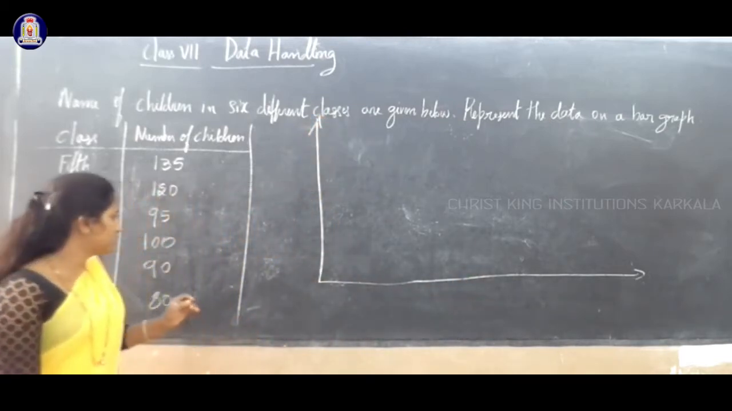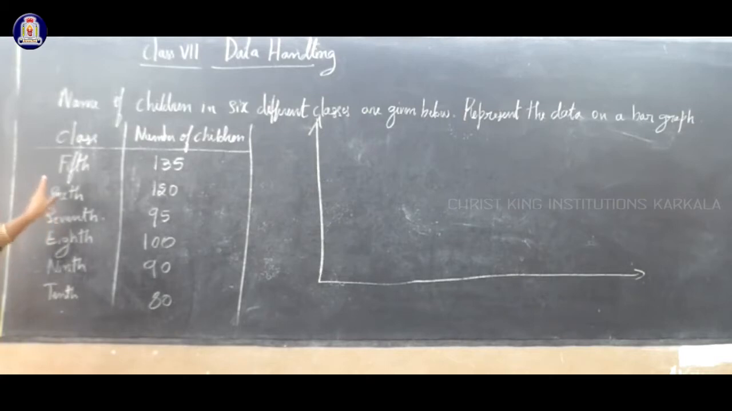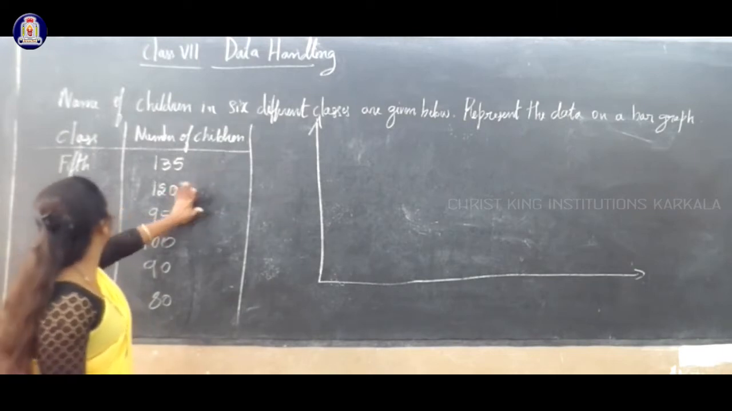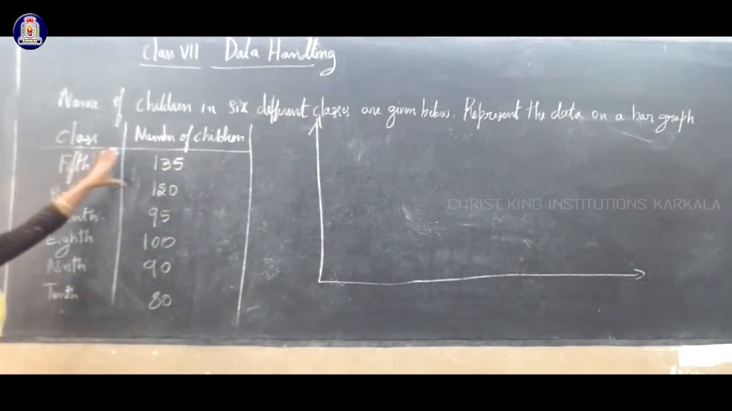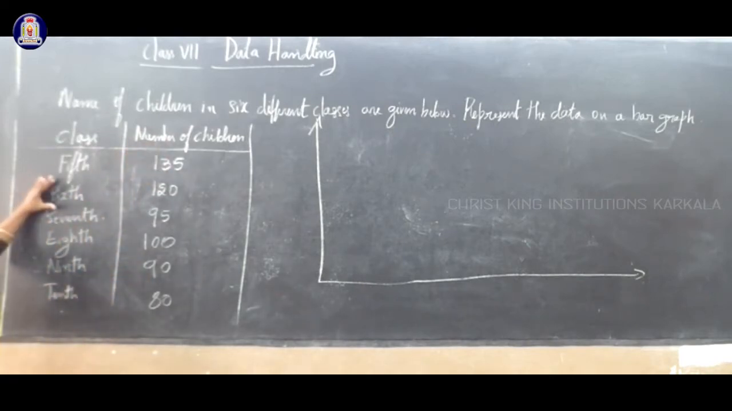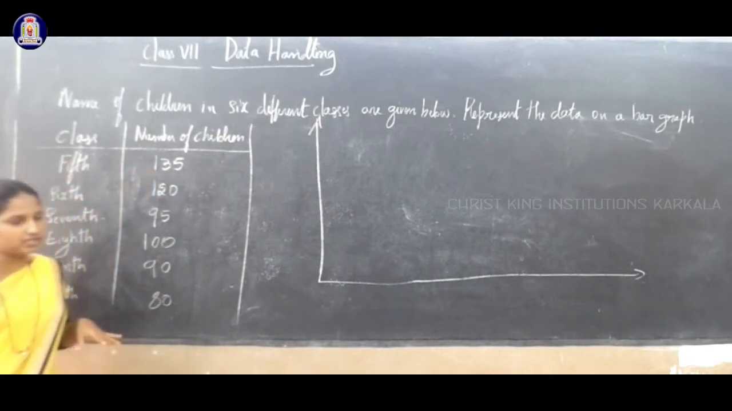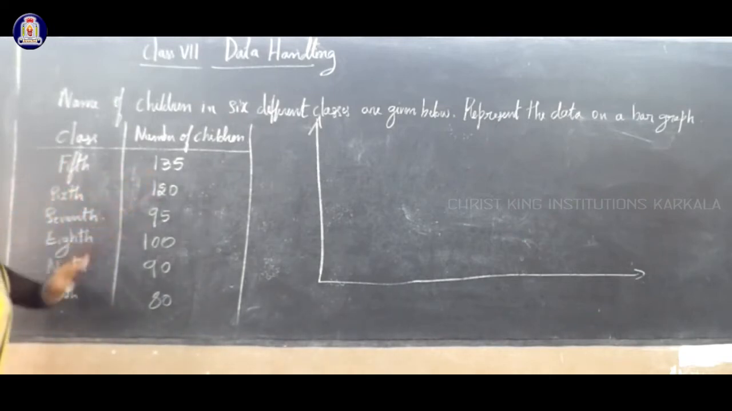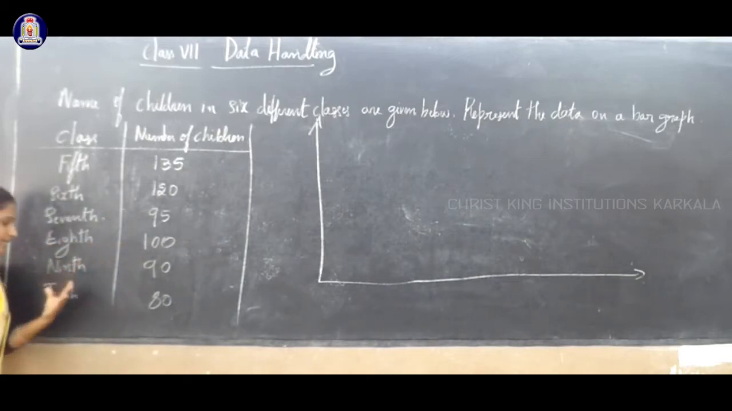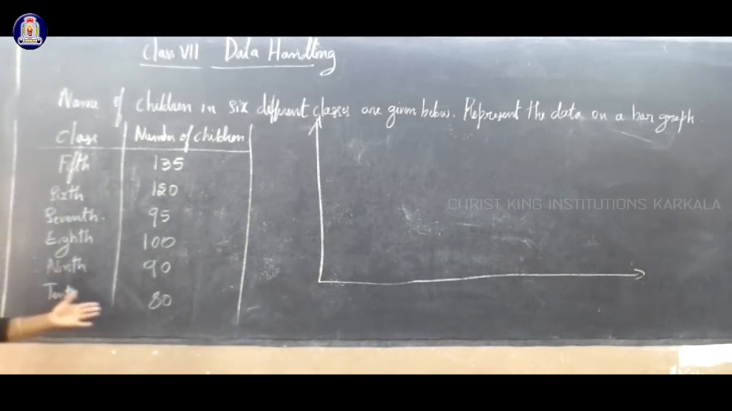Now in the horizontal line what can we write? In the horizontal line you have to write the class. The classes are 5th, 6th, 7th, 8th, 9th, 10th. And in the next column it is given number of children. In class 5th, there are 135 children. In class 6th, 120 children. In class 7th, 95 children. In the 8th class, there are 100 students. In the 9th class, 90 students. And in the 10th, 80 students.